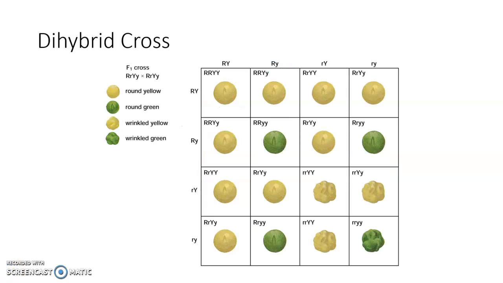So here's a good example of a dihybrid cross. You have the dominant alleles, the round and yellow pea plant. You have the dominant allele round and the recessive allele green pea plant here. You have the recessive allele wrinkled and dominant allele yellow here, and the recessive alleles wrinkled and green here. And then you have the same on the downside. So when you mix them, you get these here.